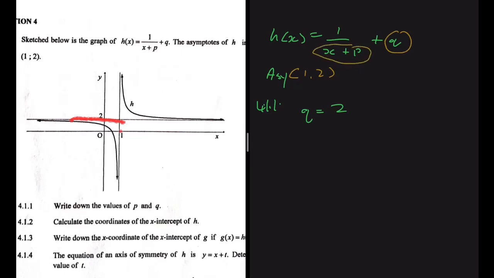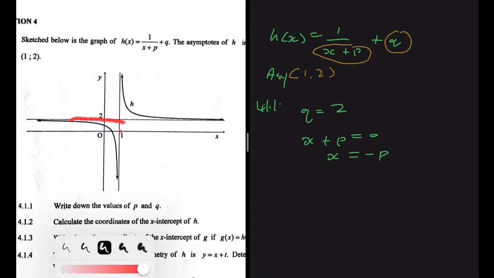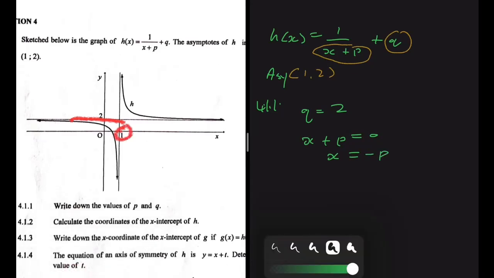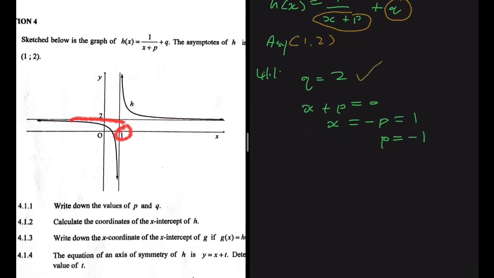So to find p, you say x plus p is equal to 0, so x is equal to minus p. But then from our graph, we have the value of x. x is 1, so now you can see that minus p is just equal to 1. If you solve for p here, you're going to get p is equal to minus 1. So q is equal to 2 and p is equal to minus 1. Hence we have our asymptote at x equal to 1, because if x is 1, then we have 1 divided by 0, which we're not supposed to have.